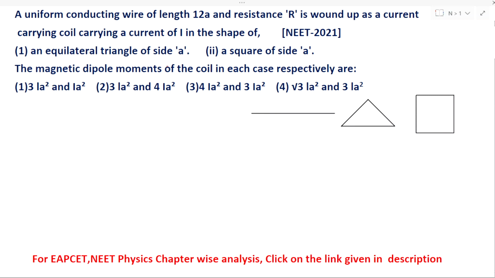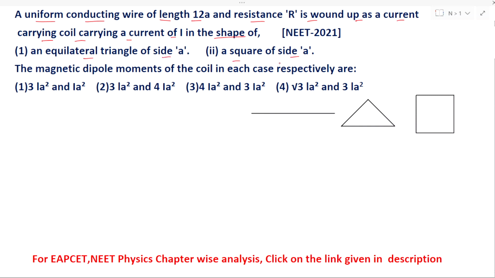Today we are going to discuss previous year NEET questions from moving charges and magnetic field. Okay, our first question is: a uniform conducting wire of length 12A and resistance R is wound up as a current carrying coil of current I in the shape of an equilateral triangle of side A, and a square of side A.